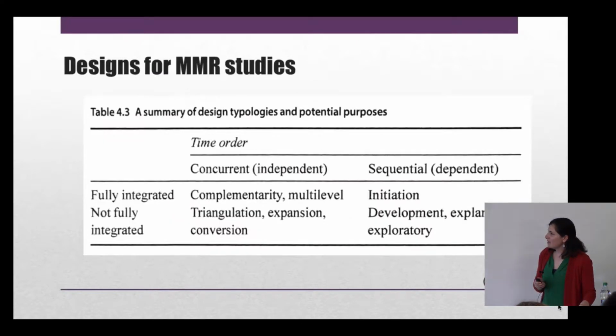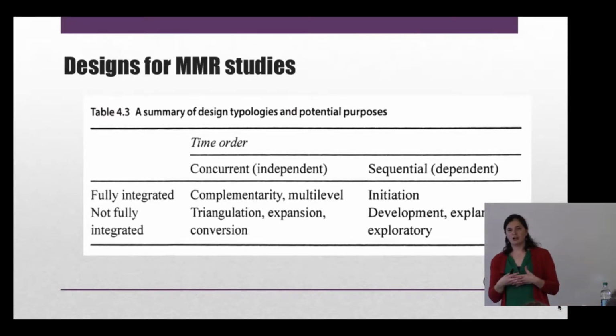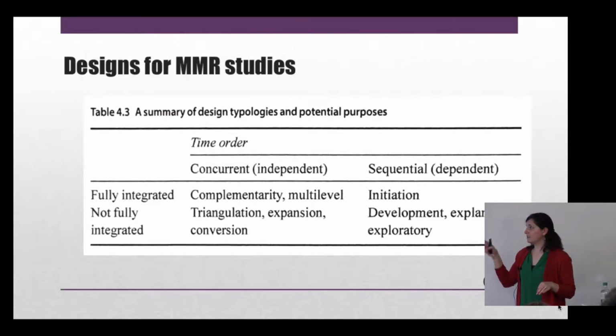But the second table that I think really kind of nails it all home for me is when you're thinking about if you're integrating your data, if you're integrating your inferences, or if you're keeping them separate, right? And so each of these different types of studies, each of the different purposes, will be played out in different ways in terms of time, if they're concurrent or sequential, and then how well you're really integrating your inferences and your data across those different times and across the different strands.